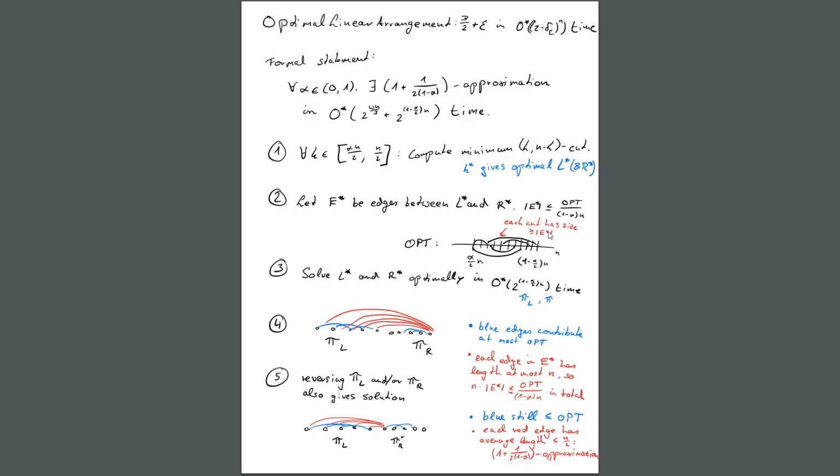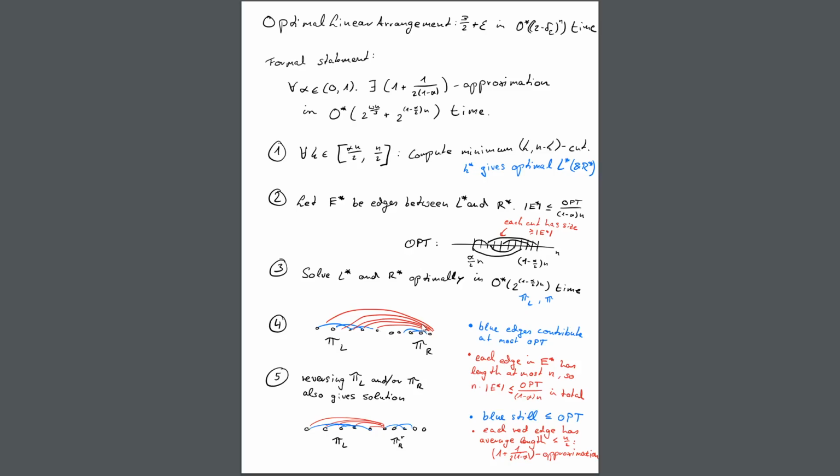So here, I'll go a little bit more into it later, this will give us why we have this factor of n here. So for the algorithm, we're going to solve L star and R star optimally in 2 to the size of L star and 2 to the size of R star time respectively. And this will give us solutions pi L and pi R. And now we're just going to analyze them.